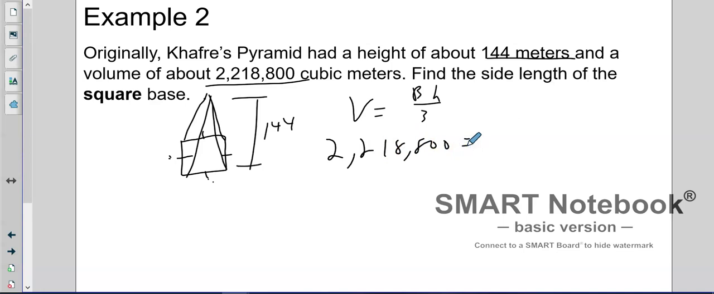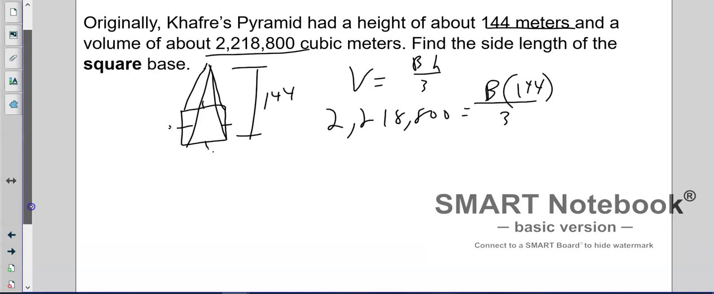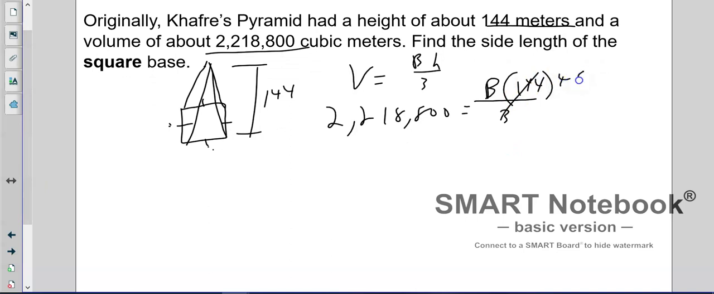Equals area of the base, we don't know. We do know the height, which is 144. And we know the 3. So real quickly, we take 144 and divide by 3. That gives us 48. So we have 48B equals 2,218,800.